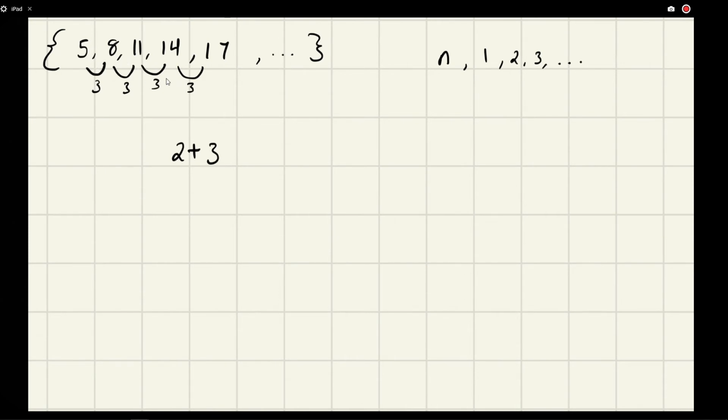So however many 3s we need, we'll call n. So to get to 5, we need 1 3. So that's 2 plus 3 times n. And now to get to 8, we need 2 3s. We need the 3 to get to 5 and the 3 to get to 8. And so we put n as 2 and we'll get 6. 6 plus 2 is 8. To get to 11, you need 3 3s, and hopefully you can see the pattern. It just continues on and on.